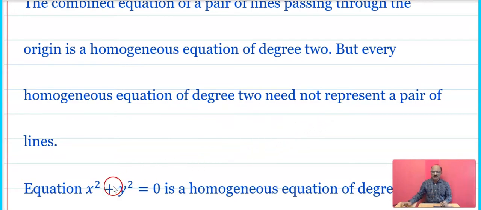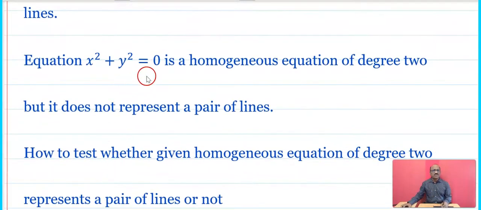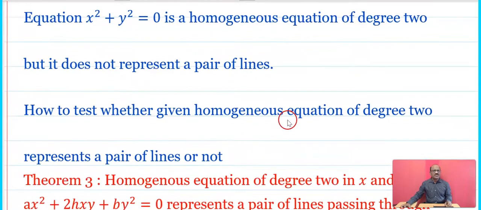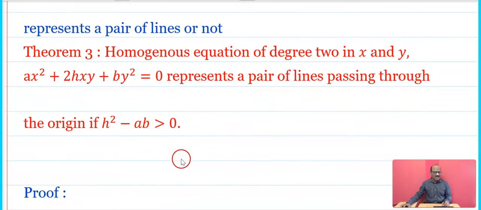For example, the equation x square plus y square equals 0. This is a homogeneous equation of degree 2, but it does not represent a pair of lines. How to test whether a given homogeneous equation of degree 2 represents a pair of lines or not? Then we want to test it. And then how to test it? Then we have this theorem.